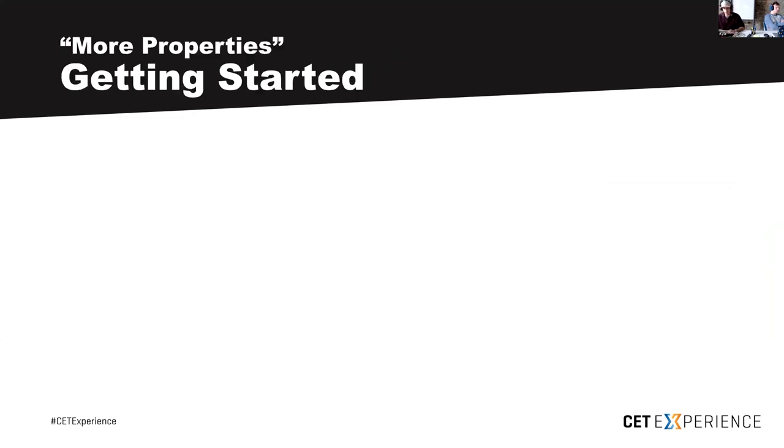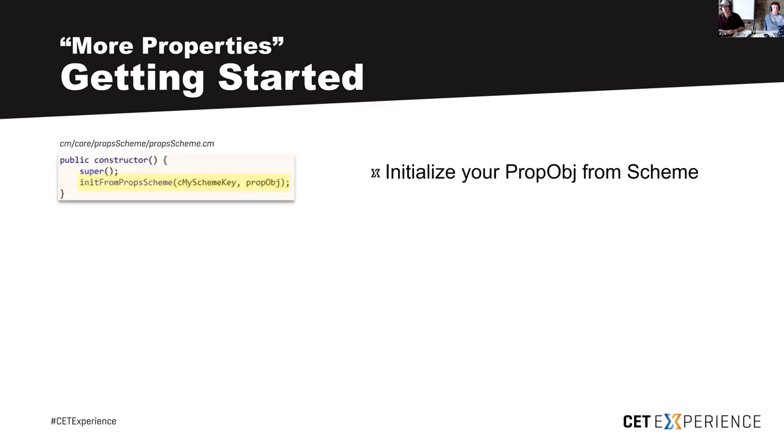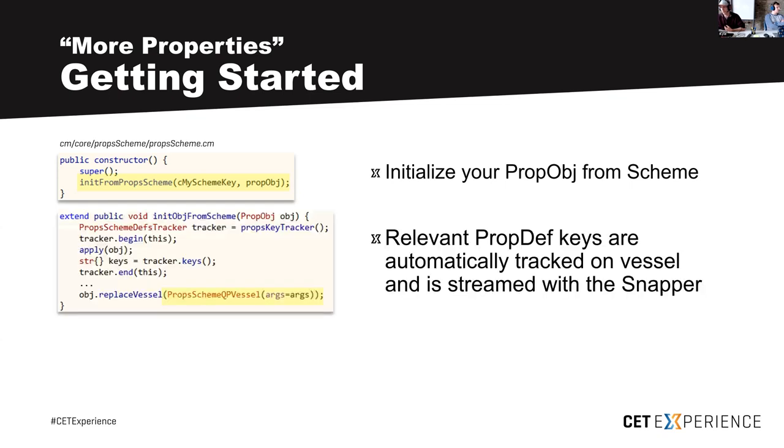So how can you add this to your extension? It's actually quite easy. A lot of it is handled for you. All you have to do is call init from prop scheme on your prop object, and it will handle all of this stuff in the background. So we can see here on the second method, this is what happens in the background.